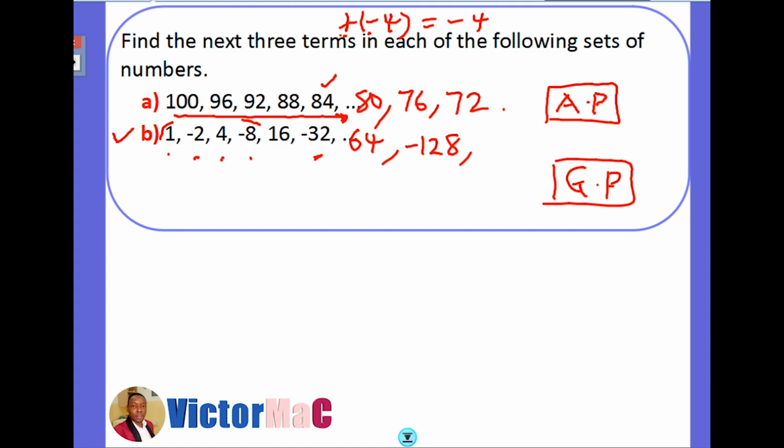Please try that and let's see. I'll give you just 5 seconds. Alright, so have you tried that? Your answer will be positive 256.